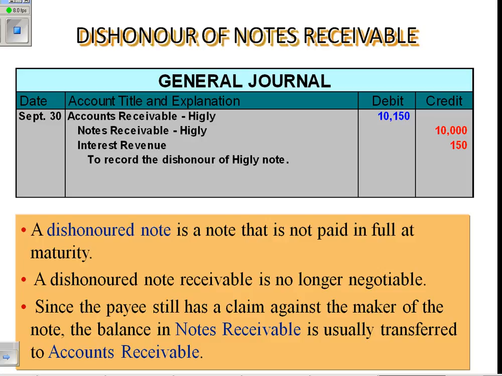In this case, Higley did not pay their note receivable at the end of September, so they have to be set back up as an accounts receivable, and the notes receivable is credited, and we recognize the interest revenue. Sometimes these accounts receivable are then sold to an external debt collecting agency to get that money for the company.